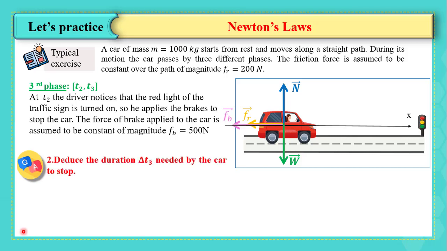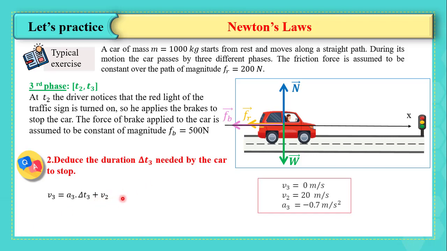Now you are asked to deduce the duration delta T3 needed by the car to stop. Since the motion is uniformly decelerated rectilinear motion, then we can use the time equation V3 is equal to A3 delta T3 plus V2. Don't forget that V is the speed at the considered instant, and V2 is the initial speed of this interval, the speed at the instant T2.